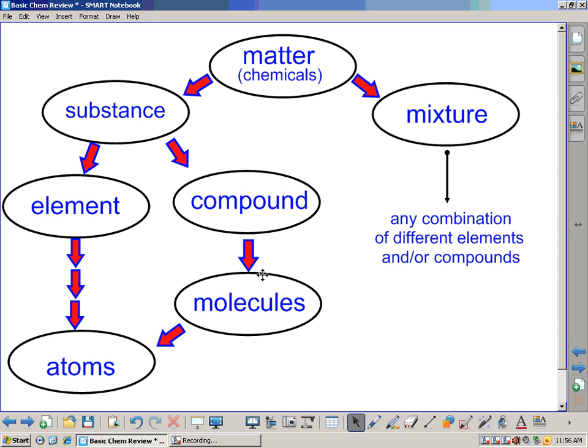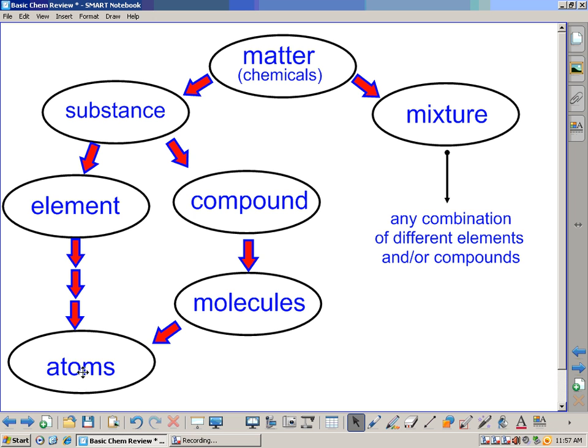One single piece of a compound is called a molecule, and that molecule can contain anywhere from two different elements up to an infinite number of elements. Elements, on the other hand, come in single pieces called atoms. Now, eventually, you could break down a compound not only into its separate molecules, but eventually into atoms. But this step here would require a chemical reaction. You couldn't simply just take the atoms in a molecule and hand pick them out. You would actually have to have a chemical reaction to break them down.